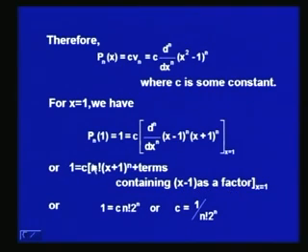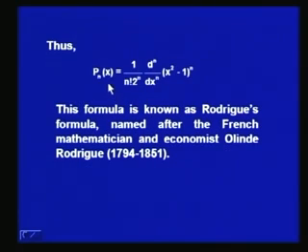Therefore, when we evaluate the term inside the bracket at x equal to 1, it will turn out that its value is n factorial into 2^n, and thus we shall have 1 equal to c into n factorial into 2^n, giving us the value of the constant c as 1 over n factorial into 2^n, and thus we have the value of the Legendre's polynomial, that is P_n(x), as 1 over n factorial 2^n into d^n/dx^n of (x² - 1)^n.